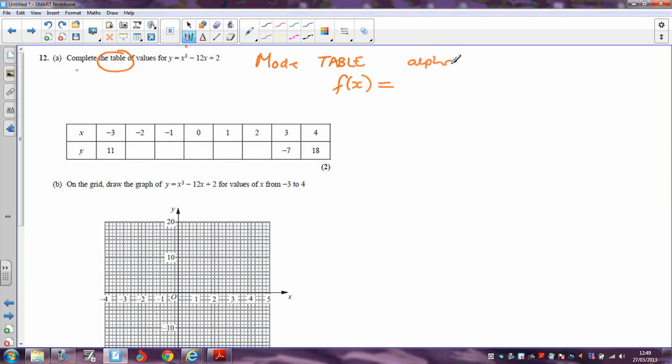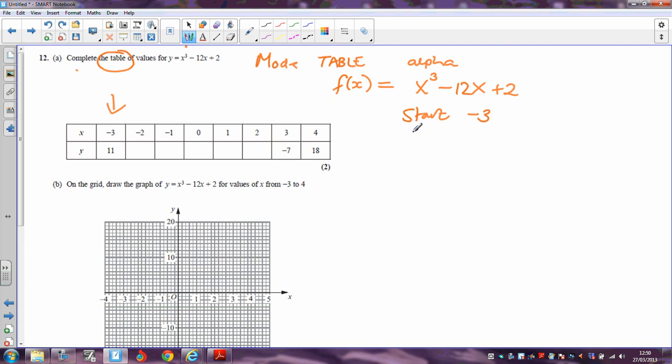So there's a little alpha pink button at the top there. You type in alpha, and then you press x, and then you just use your normal keys to type in x cubed minus 12, and then that alpha x again, plus 2. What the calculator will then ask you to do is, well, actually, it'll ask you where to start, and so you just type in minus 3, okay, because you're starting your table at minus 3.